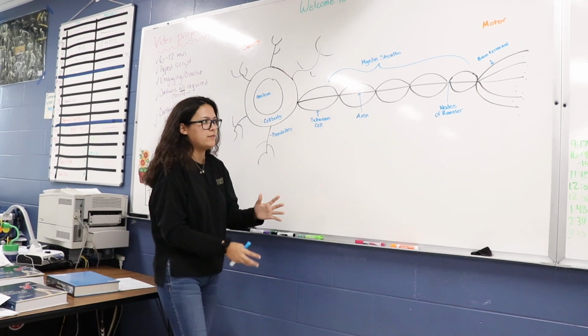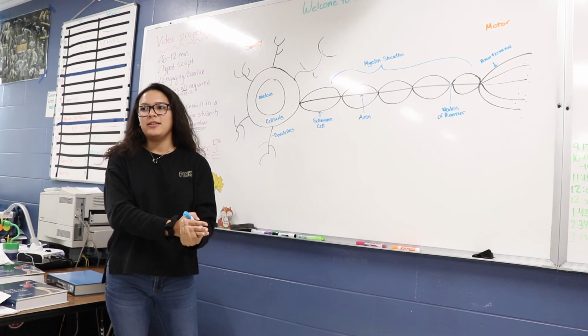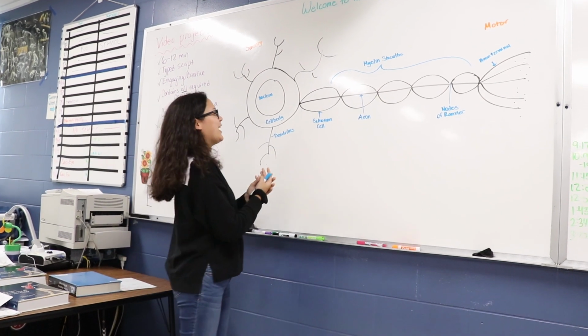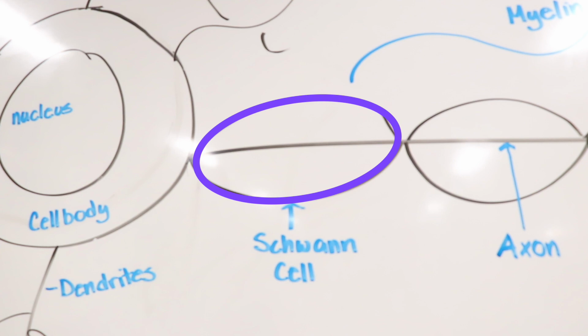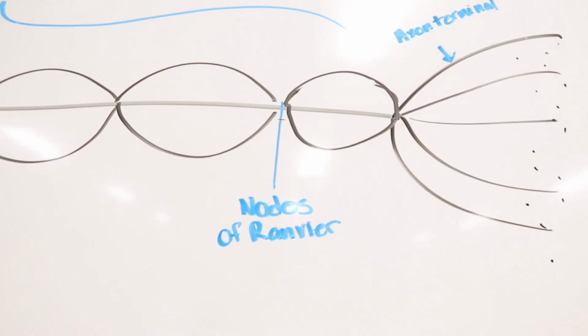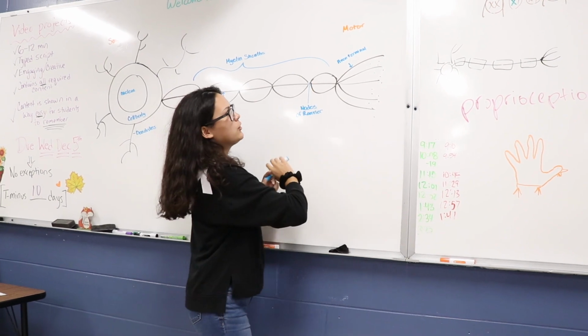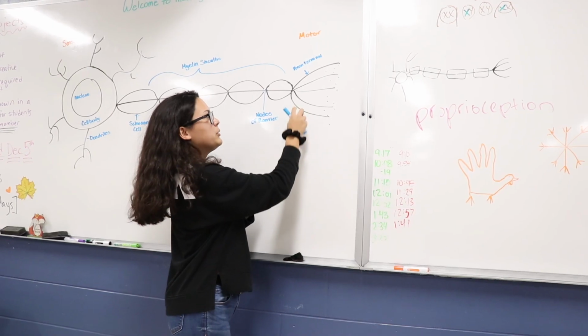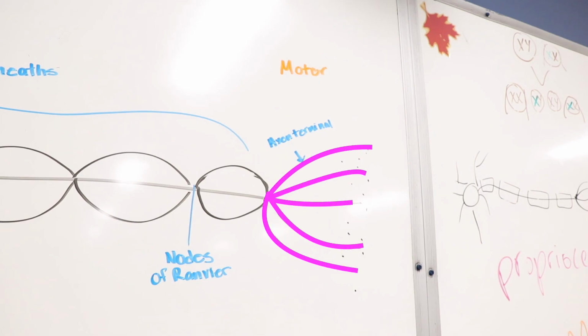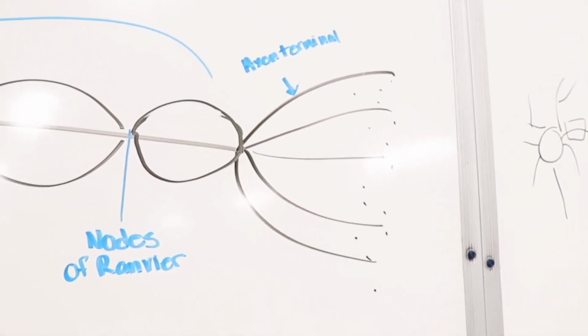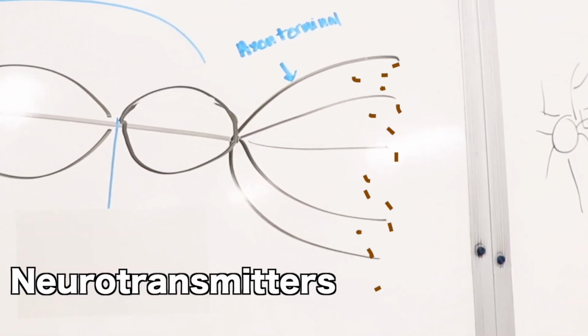So that's kind of like a fatty cell that helps speed up the signal. And one singular one is called a Schwann cell. And then we have the nodes of Ranvier, which are in between each one of them. And then over here is the axon terminal, which is all of the little legs put together. And then these tiny little dots that you see over here are called the neurotransmitters.